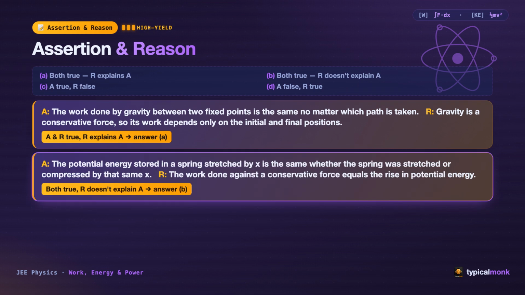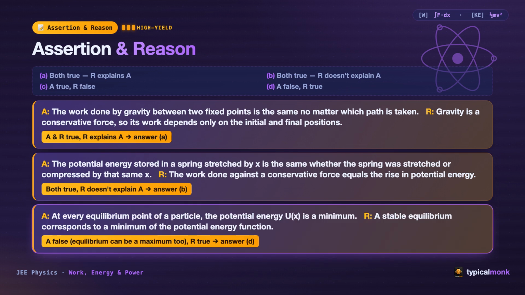Second one. Assertion: the potential energy stored in a spring stretched by x is the same as if it had been compressed by that same x. Reason: the work done against a conservative force equals the rise in potential energy. Both statements are true. But pause, does the reason explain the assertion? No. The symmetry of the stretch and the compression comes from x appearing squared in the spring energy formula, not from this general statement about conservative work. Both true, but the reason does not explain the assertion. Option B. This is the trap that catches John every time.